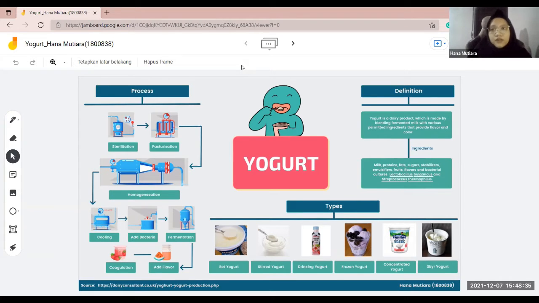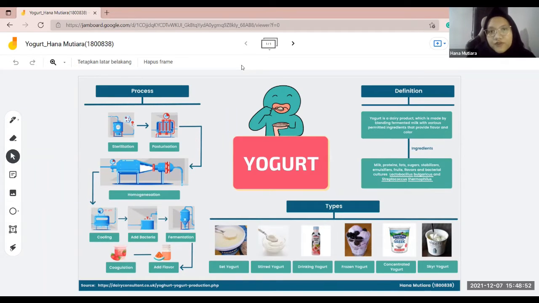So, hello everyone, my name is Hana Mutiara, and on this occasion, I would like to present the topic about yogurt. I would like to deliver some information about the definition, process, and also types. So, first, what is yogurt?